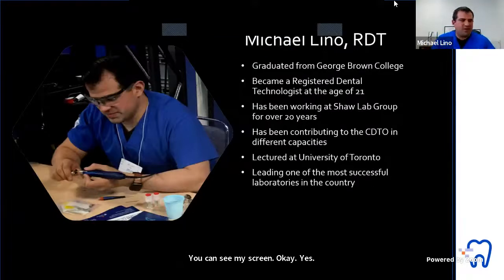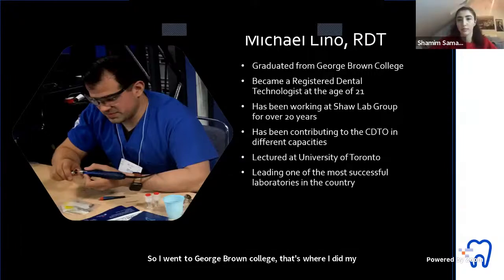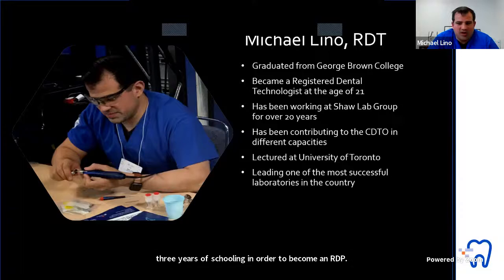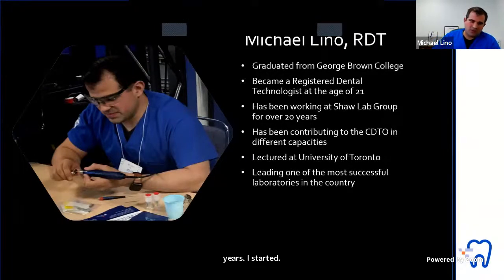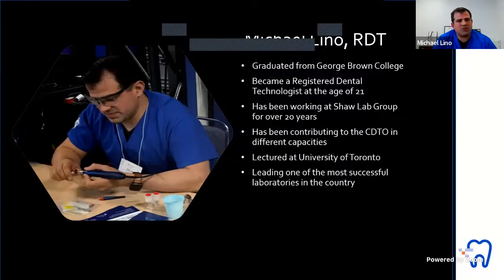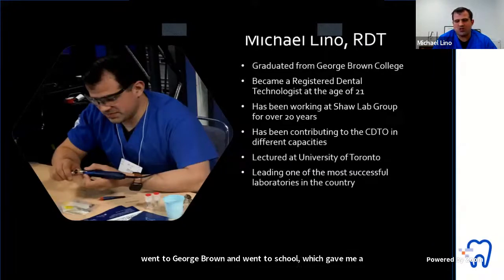So yes, my name is Michael Lino. I went to George Brown College. That's where I did my 3 years of schooling in order to become an RDT. I became a registered dental technologist at the age of 21, probably one of the youngest RDTs at that time. I've been working for Shaw Toronto for the last 20 years. I started very young because my family was already in the profession, and I started working at Shaw before I went to George Brown, which gave me a bit of a head start while I was doing the program.